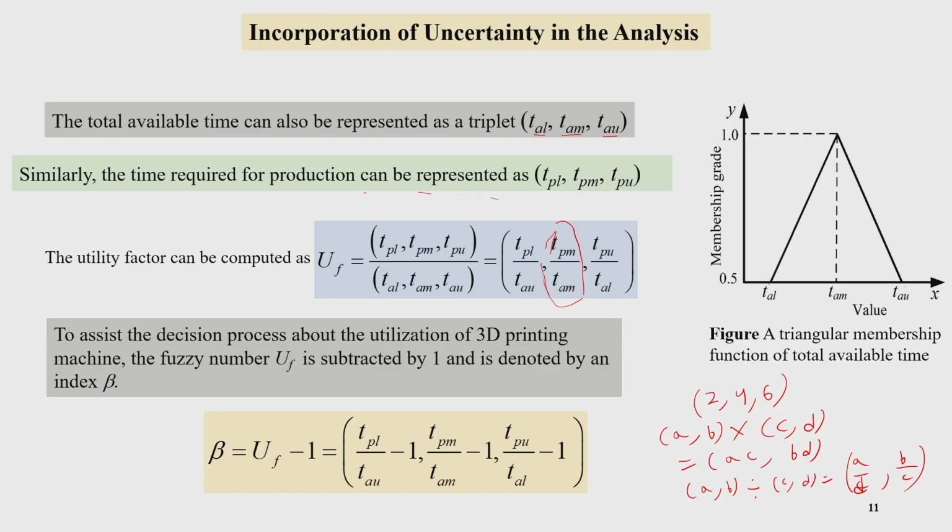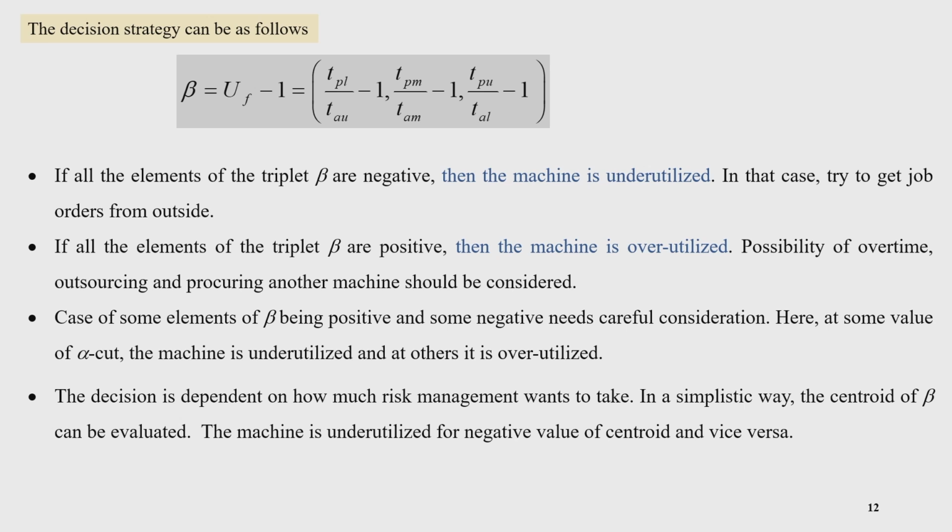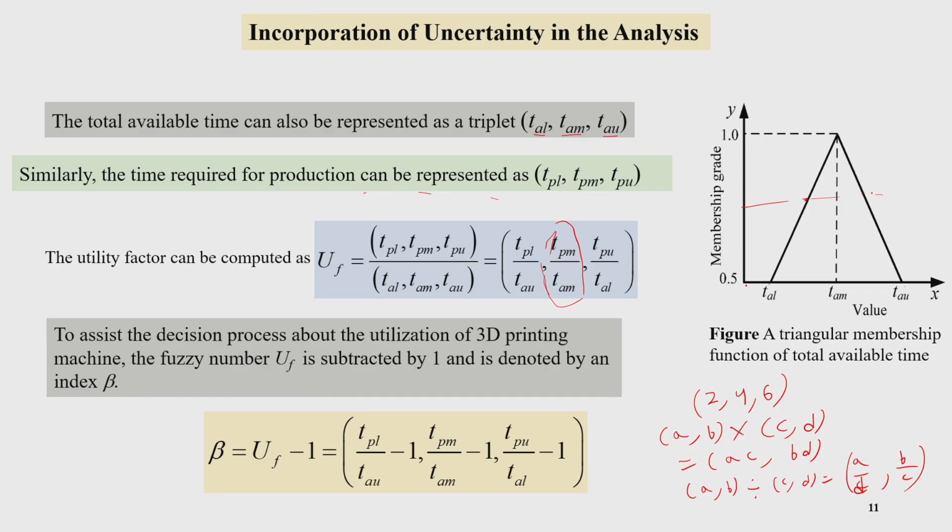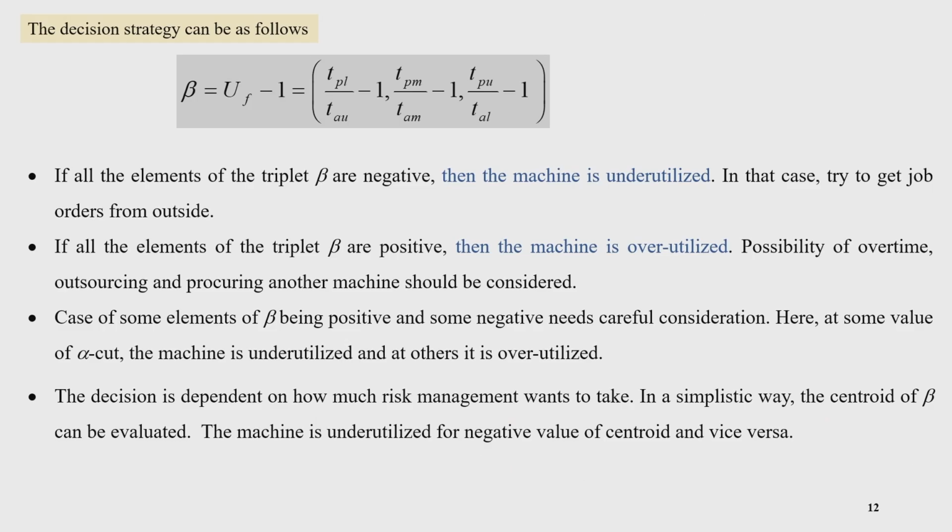Here, at some value of alpha cut, in a simple way we just take some membership grade, and you have both the intervals; that is called alpha cut. That means at each membership grade level. I am not giving you the very precise definition of alpha cut, but at different membership grades, for example, at alpha cut equal to 0.5 we have these values, and at alpha cut equal to 1 we have only one value here.